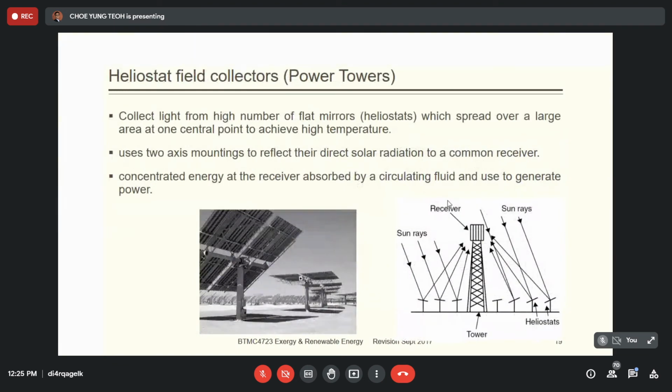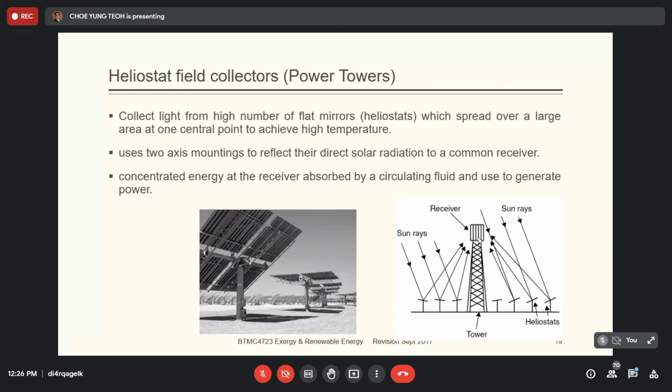Okay, so the next one is the heliostat field collector, or we call it a power tower. This one normally is a very big scale power plant. Okay, it collects the light from a high number of plate mirrors, or we call them heliostats, which are spread over a large area at one center point to achieve high temperature. We can use many pieces of mirror to reflect sunlight into the middle point. And what they use here, they can use molten salt. Inside the receiver here, the temperature can reach up to 1000 degrees Celsius. So they can use salt.